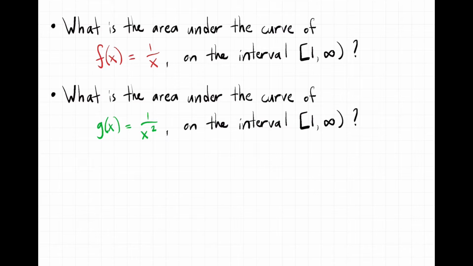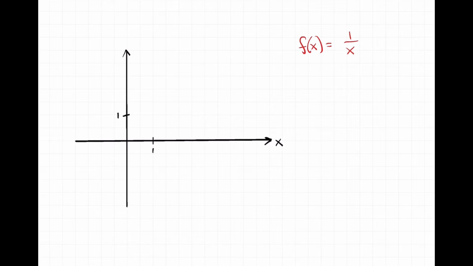So before we can actually find this area, let's start by looking at a graph of these two functions. Let's start by graphing the function f of x equals 1 over x. This is pretty straightforward. We know that when x is 1, our f of x is also 1. And as x gets smaller and smaller, closer and closer to 0, this function is going to go off to infinity. 1 over 1/2 is 2, 1 over 1/3 is 3, 1 over a very, very tiny number is very, very large, and so on.